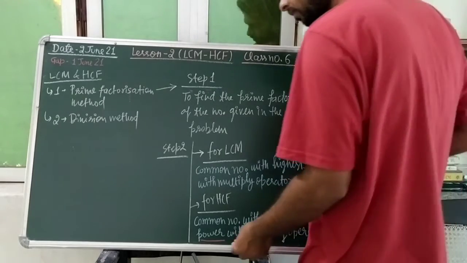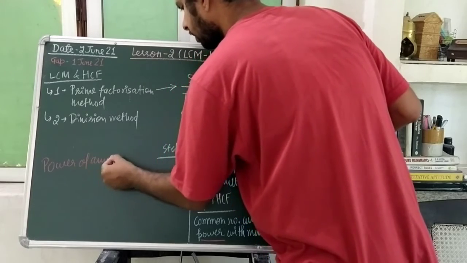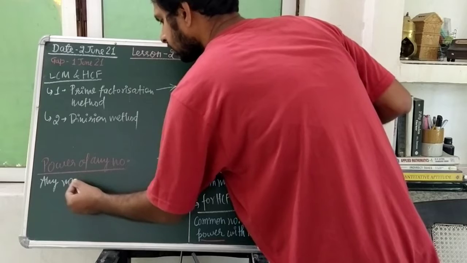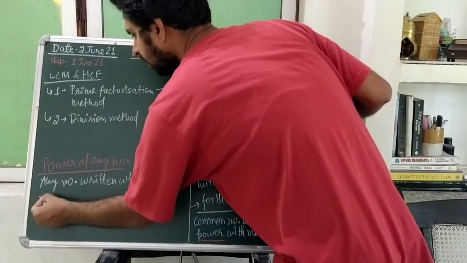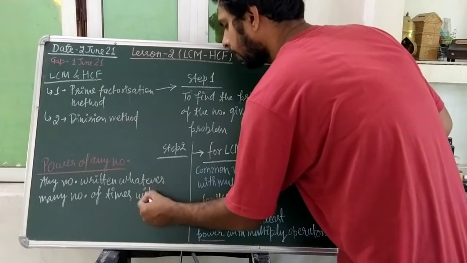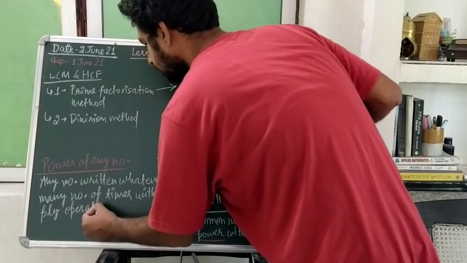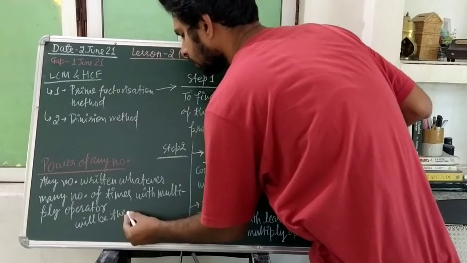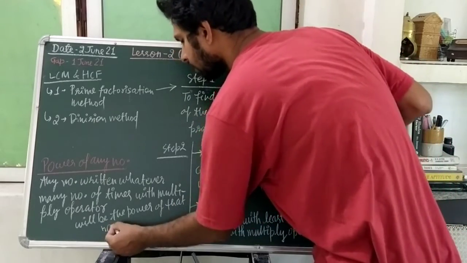If you want the words for the power of any number: the number of times any number is written with the multiply operator will be the power of that number.